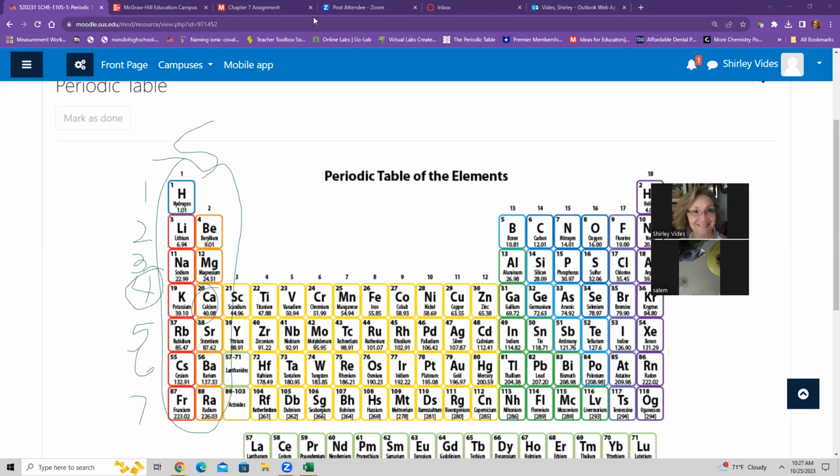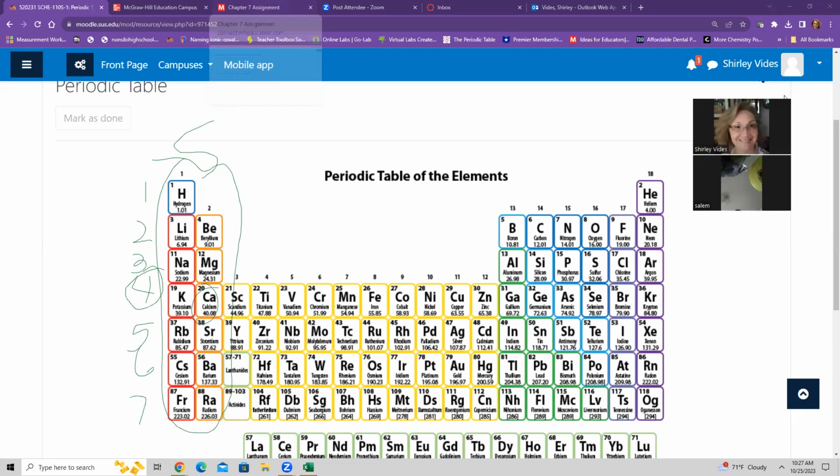Is the S every 2 little groups, or is it every column? S, all of those are S. Every one of those is an S. S1 for the first column, S2 for the second column. Oh, okay. I was doing it backwards. And then these over here are the P's. You notice it's P1, P2, P3, P4, P5, and P6, you see?